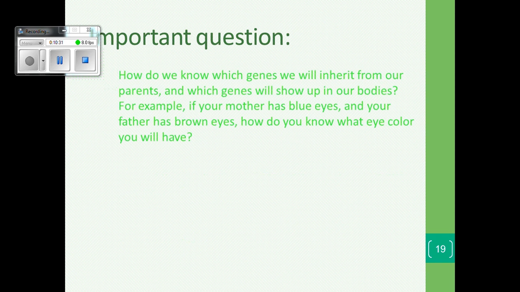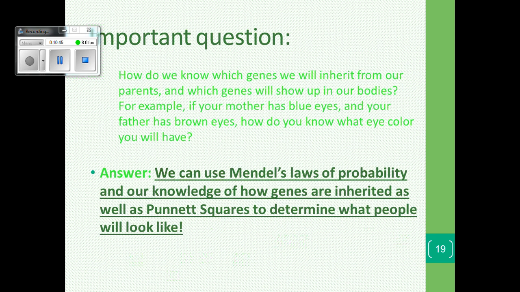Right? So our important question, how do we know which genes we will inherit from our parents and which genes will show up in our bodies? If your mother has blue eyes and your father has brown eyes, how do we know what eye color you're going to have or the baby's going to have? And the simple answer is that we use something called a Punnett square. We can use Mendel's laws of probability and our knowledge of how genes are inherited to use a Punnett square to really make that prediction of what are all the different possibilities.